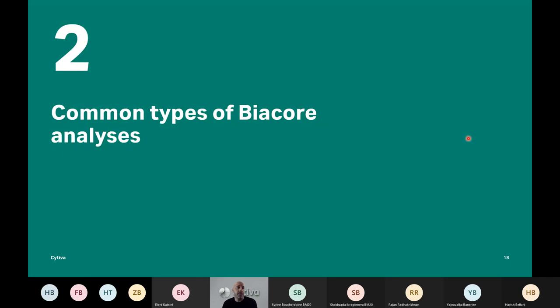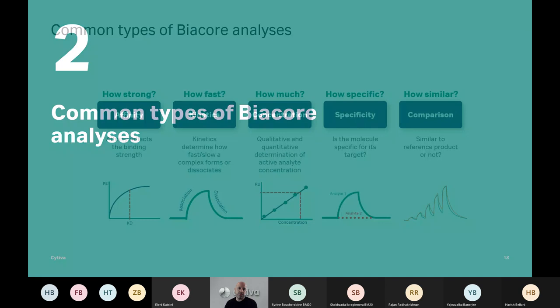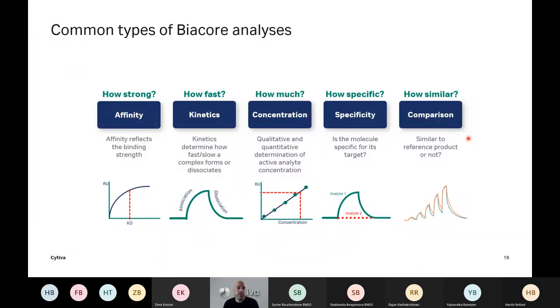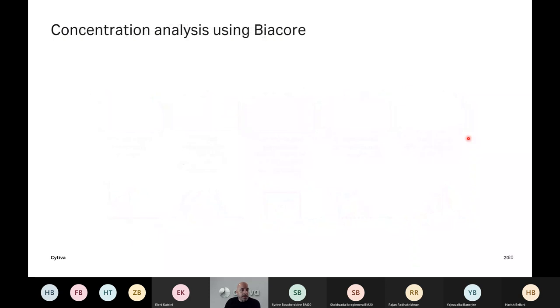I will present you now some common types of experiments or analysis that we can do with Biacore. We can study the affinity of the interaction I have mentioned. That will give us an idea of how strong the interaction is. We can study the kinetics to get an idea about how fast molecules interact, concentration, how much active molecule we have in a sample, specificity. And we can also do run comparison studies to understand how similar two molecules are in terms of binding a specific target molecule. Okay?